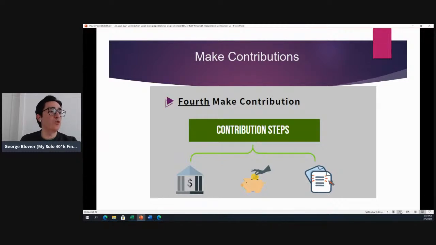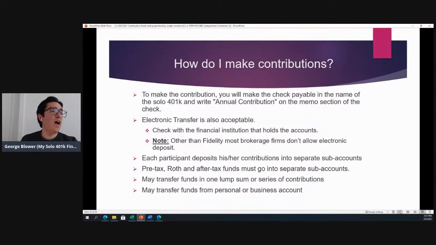So let's turn to making contributions. How do I make contributions? Of course you could write a check payable to the name of the plan and write annual contribution in the memo section. Electronic transfer is also acceptable from a 401k perspective. You need to check with the financial institution that holds the accounts to determine their process for incoming electronic transfers. Please note that most brokerage firms don't allow for incoming electronic deposits, with the exception being Fidelity.